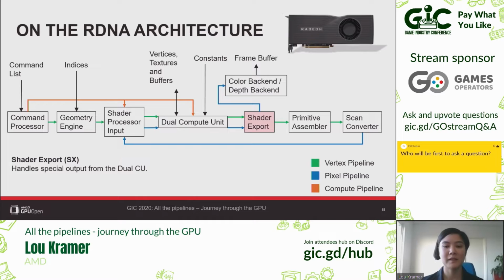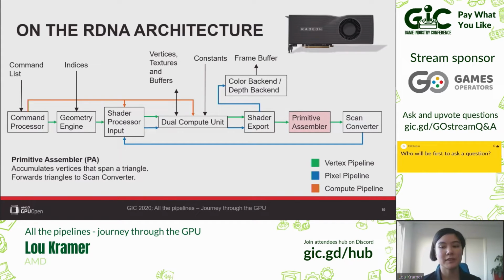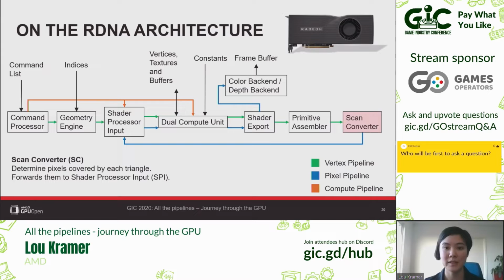And then also dependent on which pipeline we are in, it will proceed either to the primitive assembler or to the color and depth backend. Now, since we are still on the vertex pipeline, we will go to the primitive assembler. And the primitive assembler reconnects all the vertices so that we have a triangle again. And then the triangles get converted by the scan converter, and the scan converter does the actual rasterization. So the scan converter basically determines which pixels are covered by this triangle.